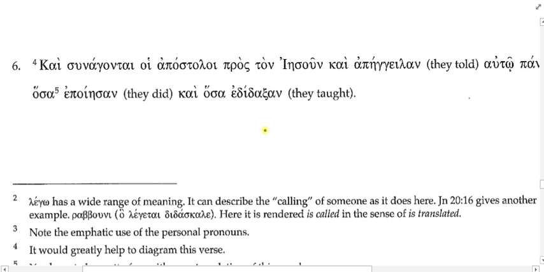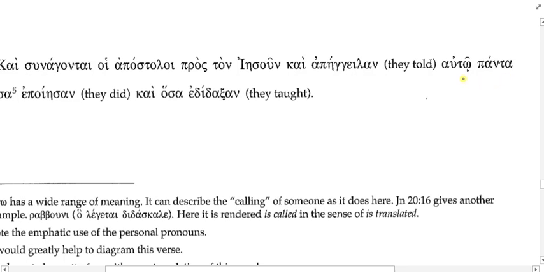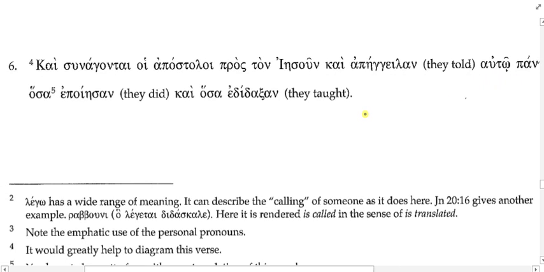Ready? Kai sunagontai hoi apostoloi pros ton Iesoun kai apengeilan autō panta hosa epoiēsan kai hosa edidaxan. So he's using some past tense forms that you don't know, but he's giving you the translation here. So in number 6, we have kai sunagontai hoi apostoloi.